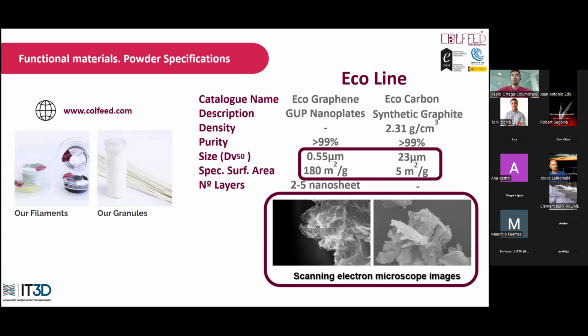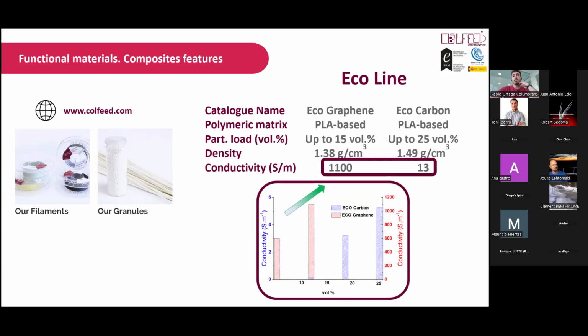In concrete, we will be talking about the graphene and the graphite materials that we have in the catalog. You can see with the scanning electron microscope images how they are nanometric, but actually have a form factor that makes them micrometric in one of their dimensions. This difference in the specific surface area makes the difference in the electrical conductivity of both materials, which allow reaching different electrical conductivities depending on the particle content.